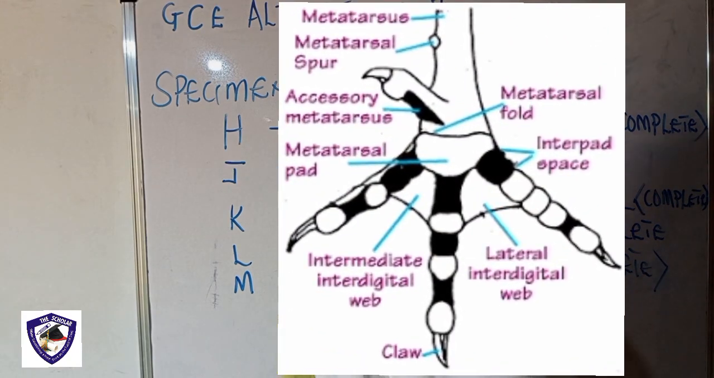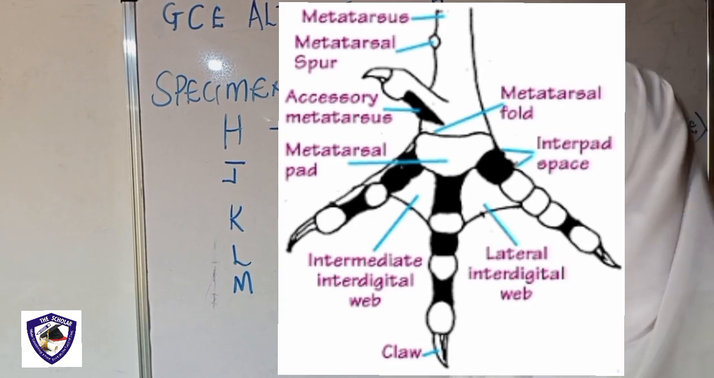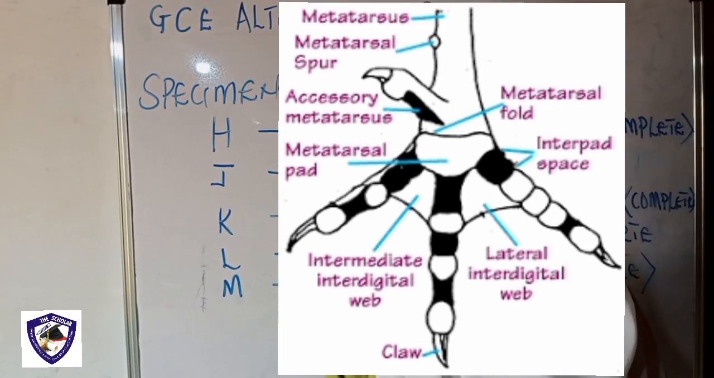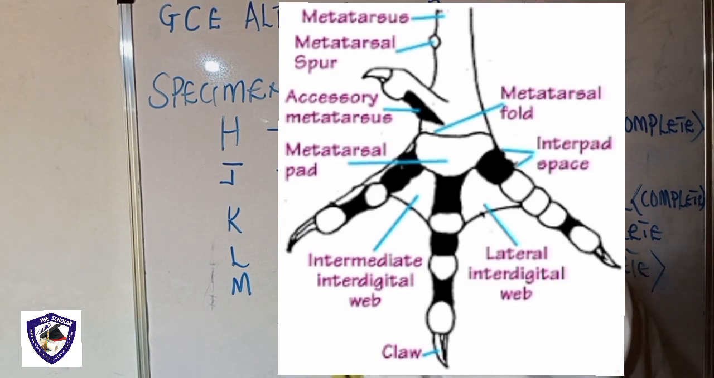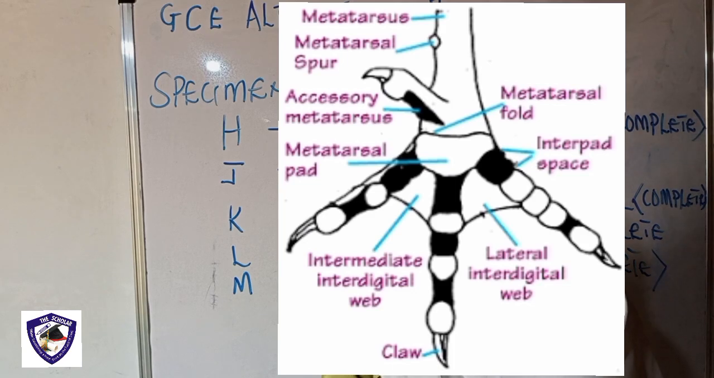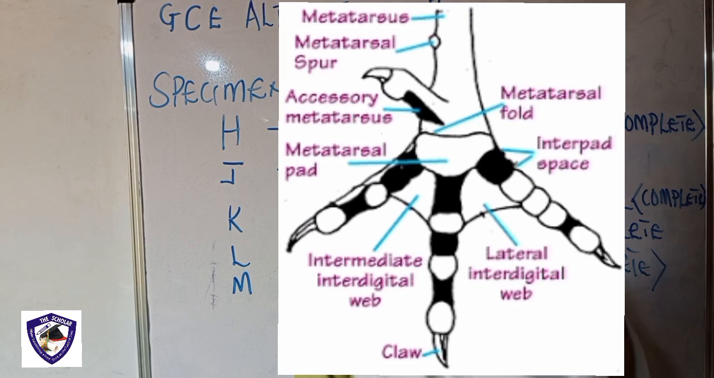For the labeling of our specimen K, we are expected to note out with a well-labeled diagram the metatarsus, the metatarsal spur, the accessory metatarsus, the metatarsus fold, the metatarsal pad, the interpad space, the lateral interdigital web, the intermediate interdigital web, and also the claws, which is very important, like I said earlier. They make use of their claws for tearing, ripping, and digging, and it is also present in eagles. Apart from our domestic fowl, they can also be found in eagles.